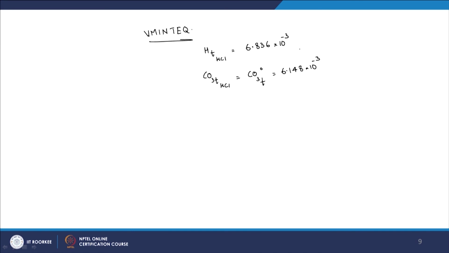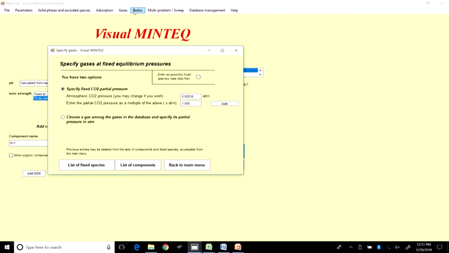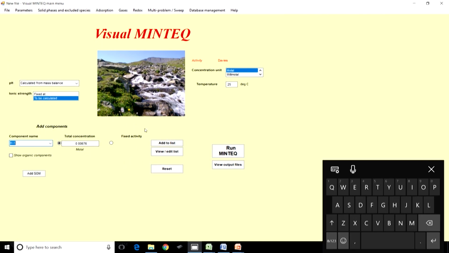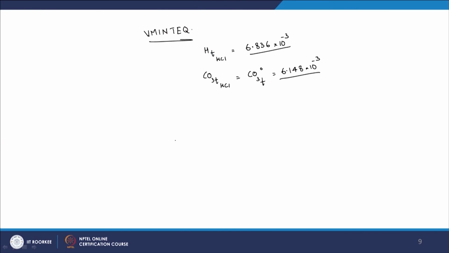So, by Visual MINTEQ, let us see how we can cut down on the time and make it more efficient. In Visual MINTEQ we just need to plug in the values of the total components, which is what we are going to do. So, I am going to switch to Visual MINTEQ here. First, I need to check that there are no gases, the list of fixed species, so nothing here. Then I need to edit my list, and what is the concentration of H plus here? I need to look for that, one second.